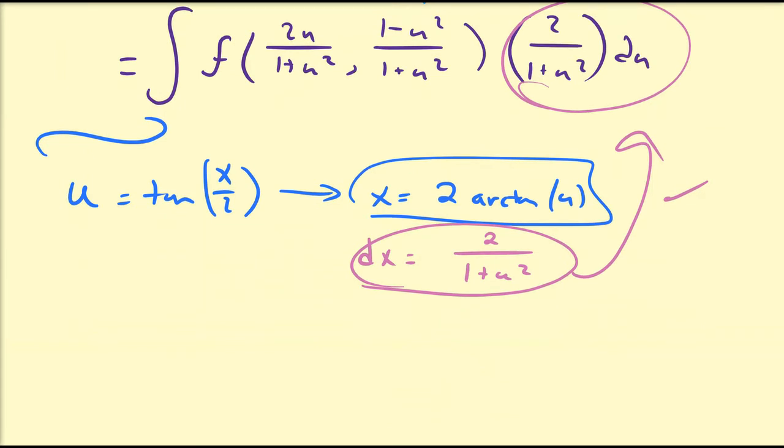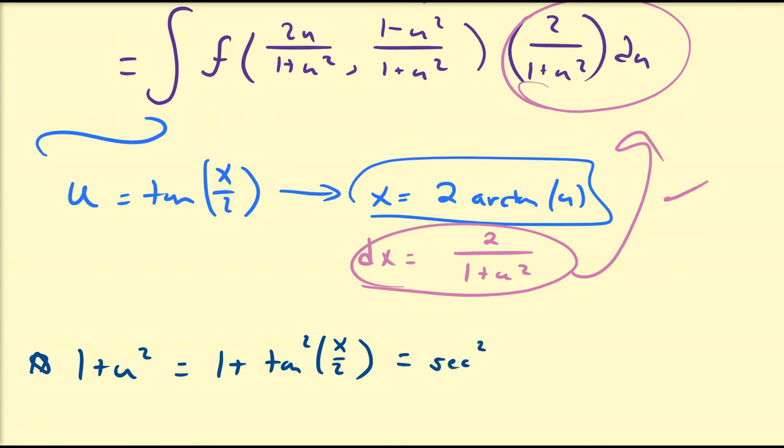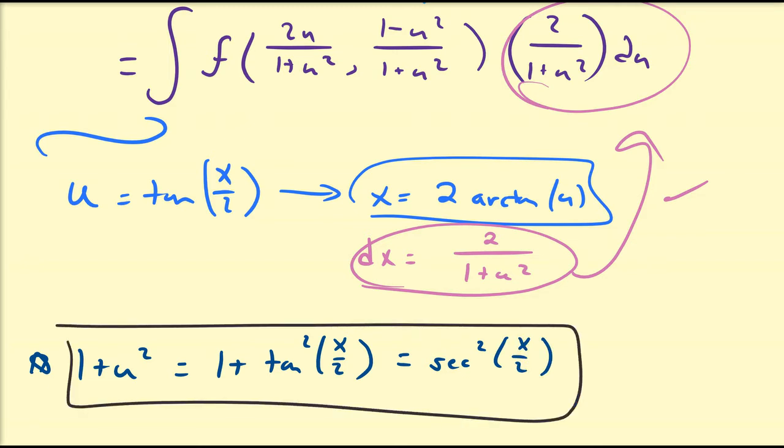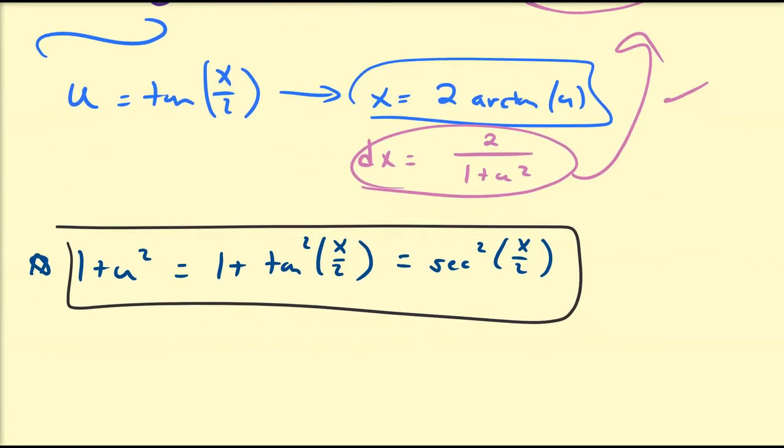Alright, so let's just recall a couple things about trigonometry, right? So what is 1 plus u squared equal to? This is the same as 1 plus tangent squared of x over 2. So by the Pythagorean identities, we know that this is the same as the secant squared of x over 2, right? So this is going to be a useful little algebraic trick that we're going to need.